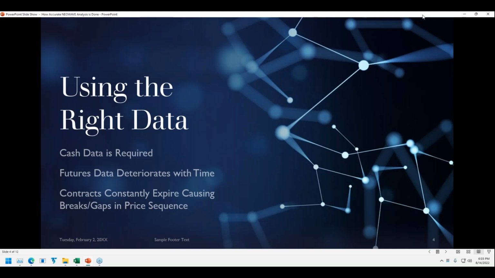First of all, you really need to always use cash data. A lot of times people will do analysis, say for the gold market, like I used to do, using futures data. And there's a huge problem with futures data: it deteriorates with time. So if you were to compare the price of, say, December gold right now with cash gold, there could be $10, $20 difference between the two. It's about $1 or $1.50 per month, something like that.